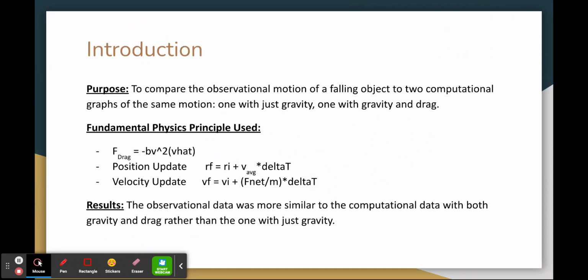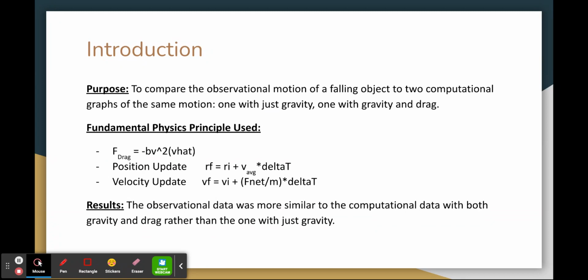So, our introduction. The purpose of this lab is that we are trying to compare the observational motion of a falling object, in my case a paper ball, to two computational graphs of the same motion, one with just gravity and one with gravity and drag.